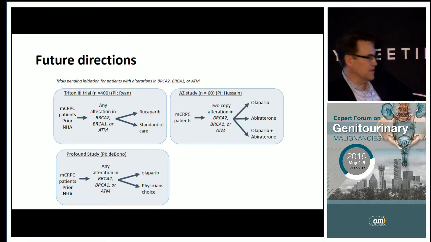The PROfound study is being led by Johan de Bono, that's shown on the bottom. That's taking patients with prior abiraterone or enzalutamide with a BRCA1, BRCA2, or ATM mutation, and randomizing them to olaparib or physician's choice. The Triton3 study, of which I am the PI, is very similar. It's a post-Abi-Enza, BRCA1, BRCA2, ATM, randomizing 2-to-1 to rucaparib versus standard of care with intense crossover. So everybody will get a PARP inhibitor. And then I believe there's another study underway that Maha is leading, looking at CRPC patients, olaparib versus abiraterone versus olaparib plus abiraterone, which I believe is up and running in BRCA1, BRCA2, and ATM patients.